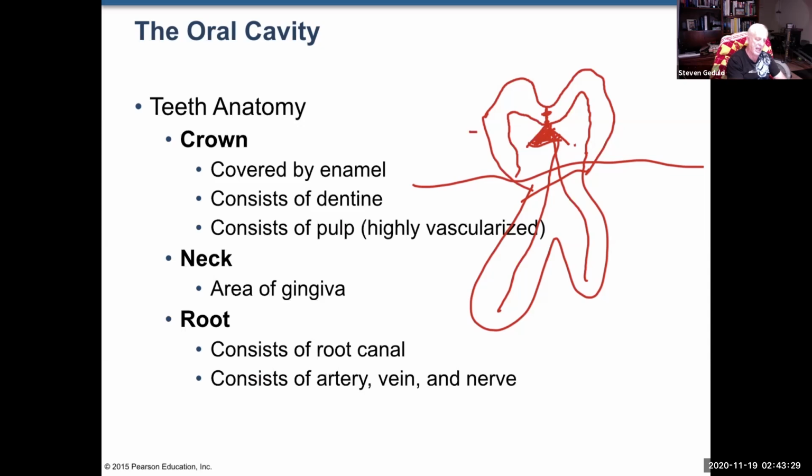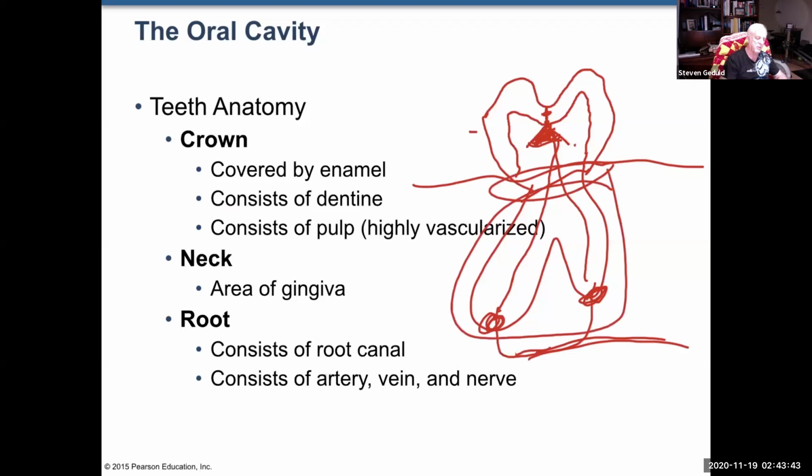And it goes through the apical foramen. This is the apical foramen. At the bottom of the teeth, there's an opening right here where all your nerves and blood vessels enter into the tooth. Okay, this is the neck of the tooth right here. And then the root is the lower part underneath, inside the bone.